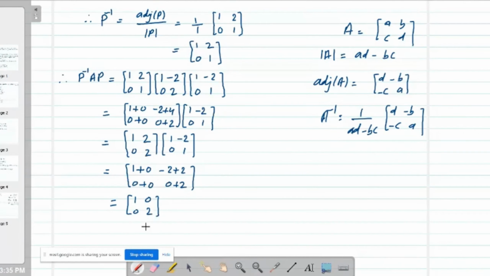What kind of matrix is this? This is a diagonal form matrix. Only diagonal elements survive and other elements are 0. So this is equal to D, where D is a diagonal matrix.